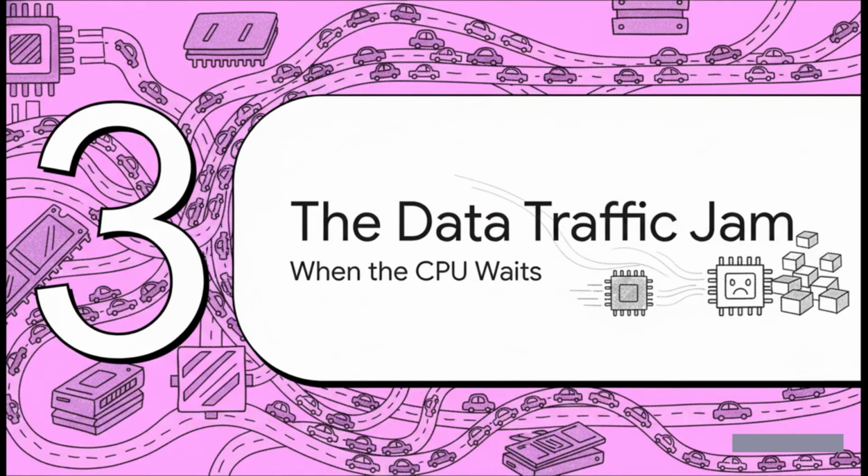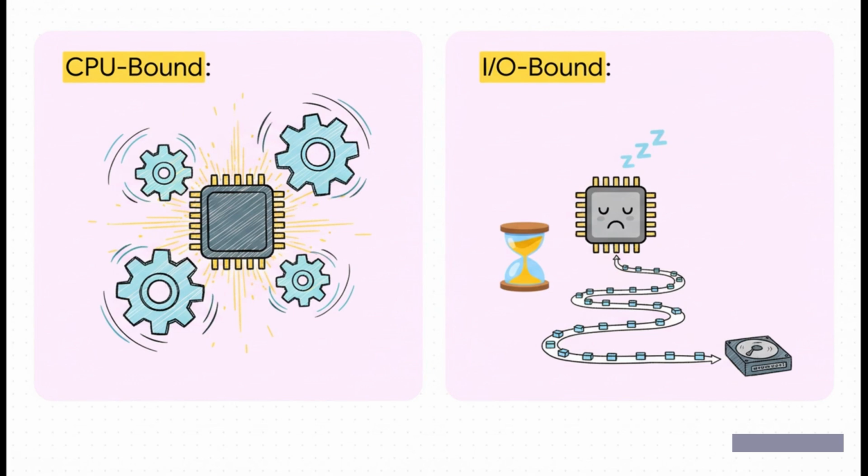So let's investigate our first major type of bottleneck. I want you to picture a massive traffic jam, a total gridlock, happening right inside your machine. The fastest parts are just stuck, honking their horns, waiting for the slowest ones to catch up. This is what the pros call being I/O bound. Now, I/O just stands for input-output.